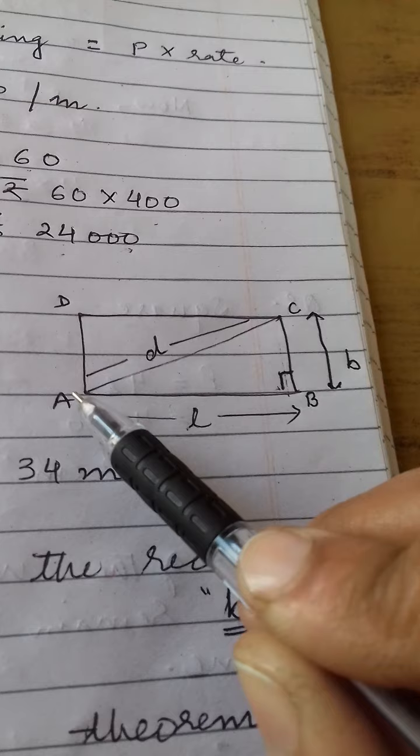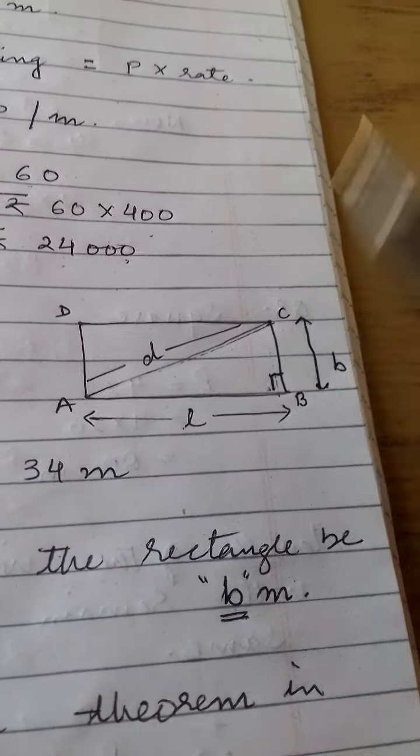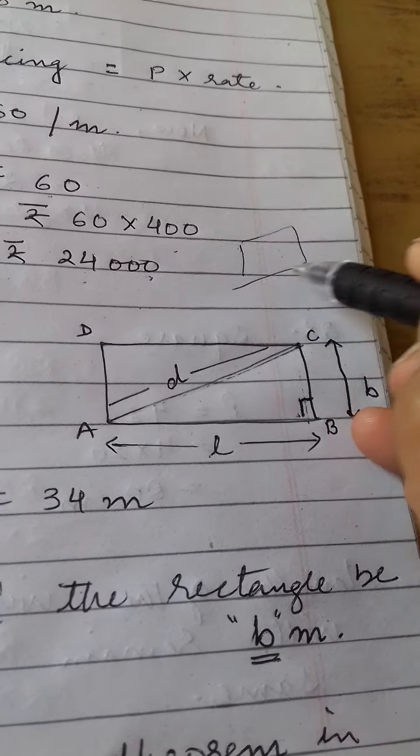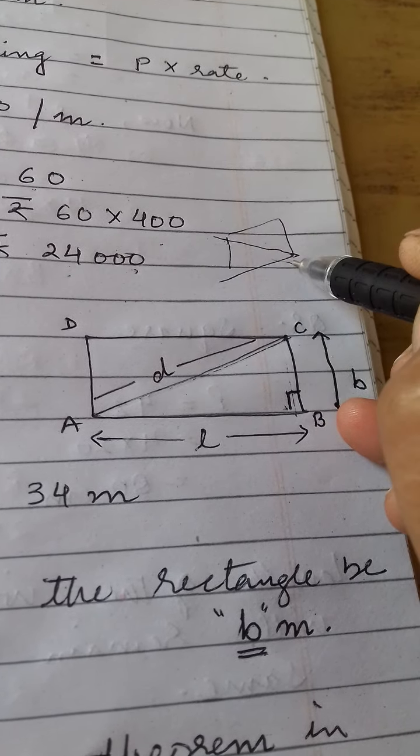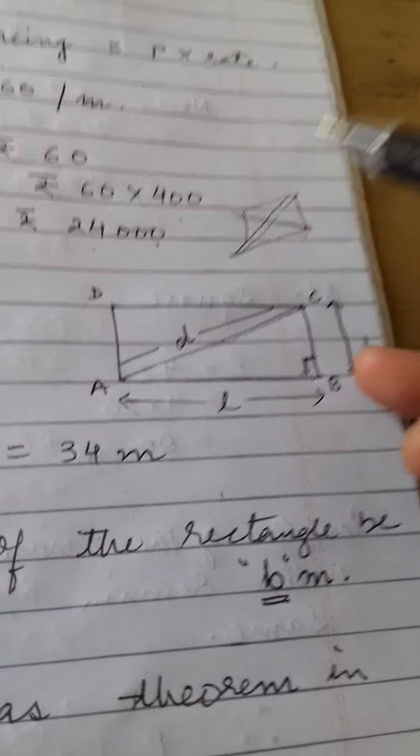This is your breadth, children. Now this is your diagonal. I have taken it like this. You can also consider it like this. This is also a diagonal. These two are the diagonals of the rectangle.